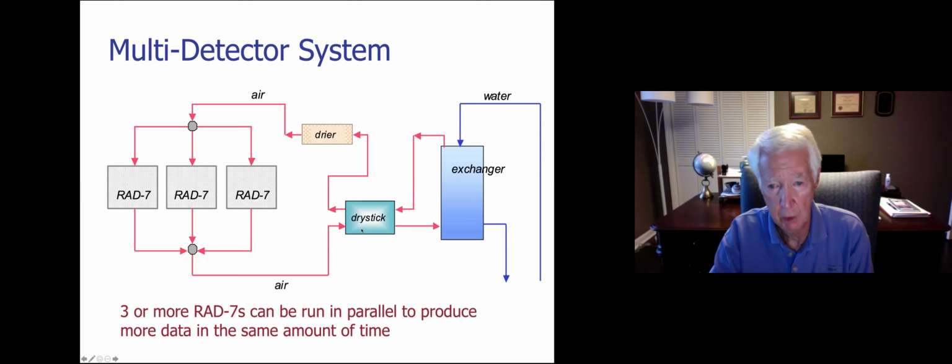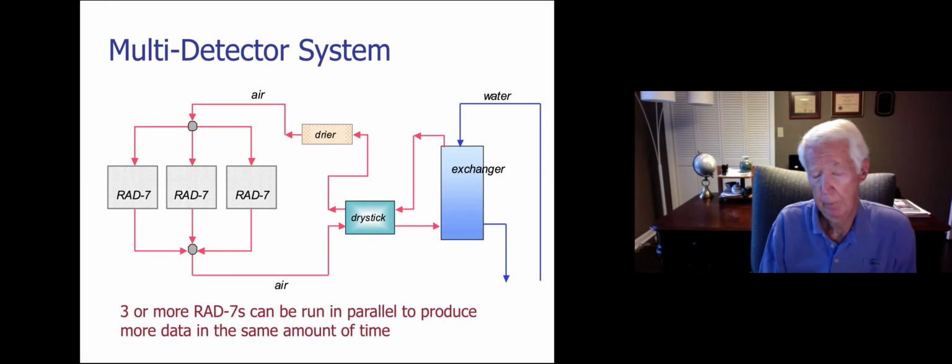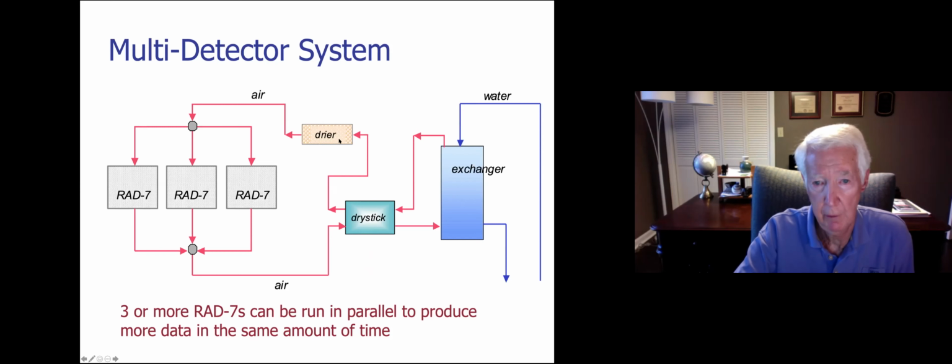Now, a dry stick is a membrane. It's a Nafion membrane that allows gases like radon to pass, but does not allow moisture to pass. And then that goes to a Drierite column. So you don't really need the dry stick, but if you use it, it will preserve the life of the Drierite tremendously. So it does help a lot.